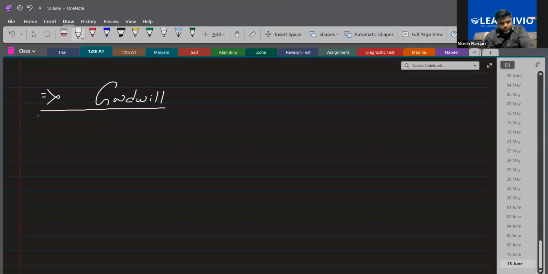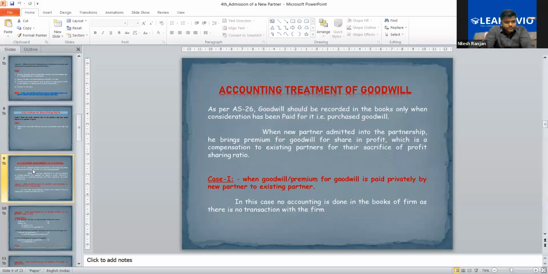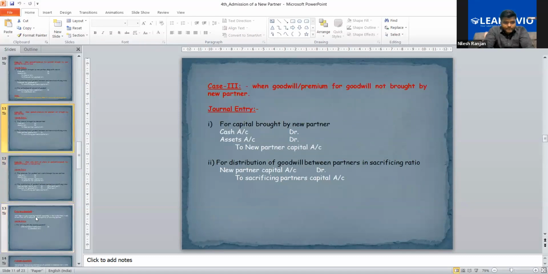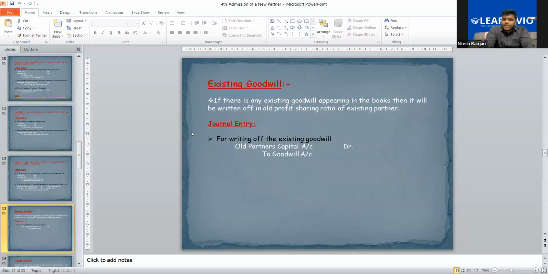I told you there are two types of goodwill. One is called valued goodwill, one is existing goodwill. So if there is any existing goodwill, then the adjustments are the same. This is the existing goodwill part.